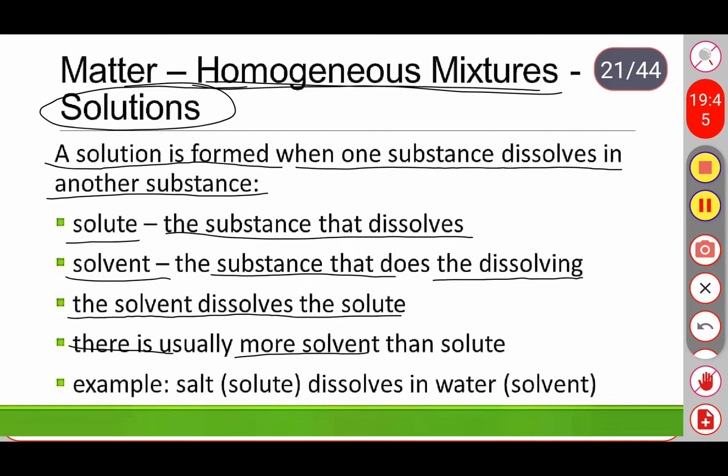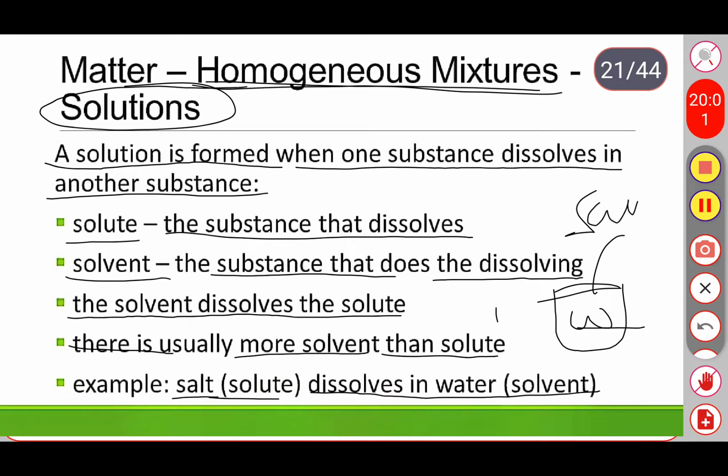For example, salt is a solute and dissolves in water. Water is a solvent. So water is the solvent and salt is the solute. Here the quantity of water is always greater than the quantity of salt, because whenever we make a solution, the quantity of the solvent should be greater than the quantity of the solute.